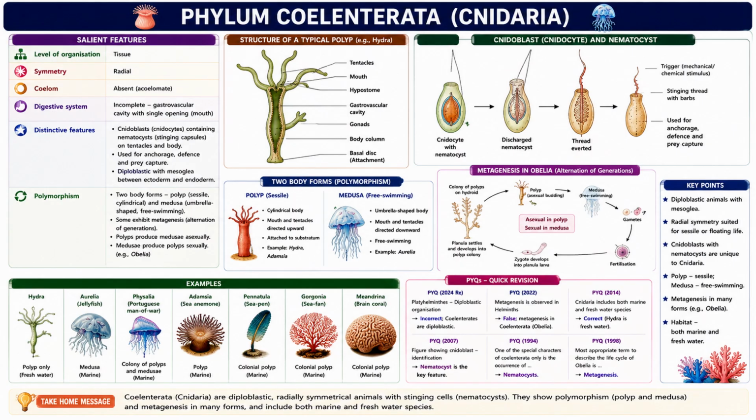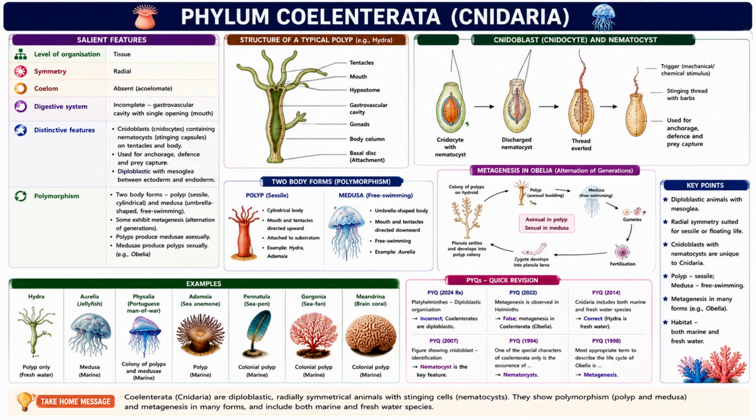Phylum Coelenterata, also called as Cnidaria. Salient features are: the level of organization is tissue level of organization, and the symmetry is radial symmetry. Coelom is absent, they are acoelomate. The digestive system is incomplete. Gastrovascular cavity with single opening mouth is present.